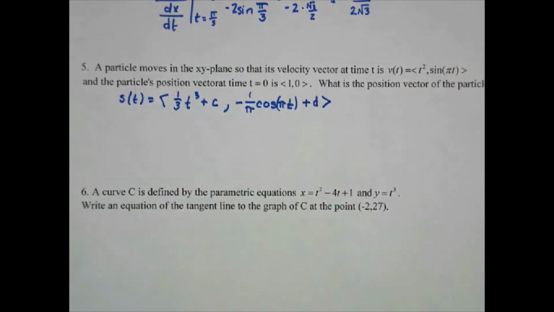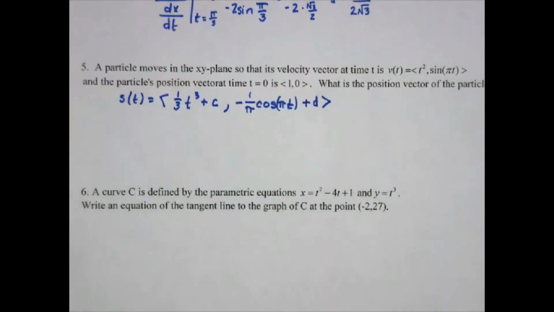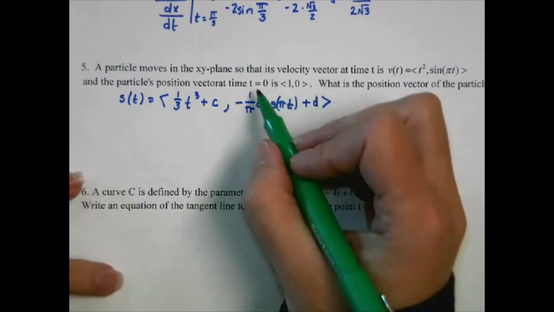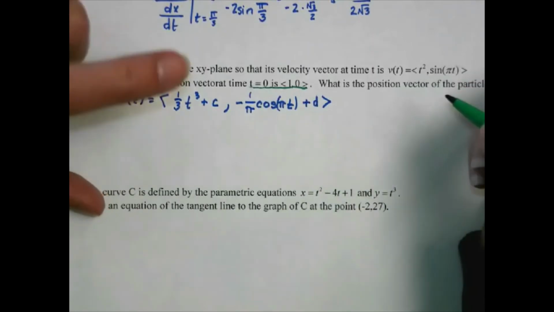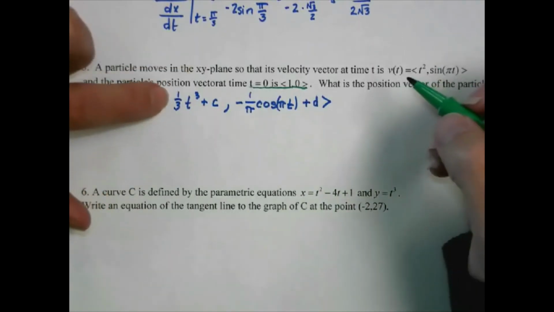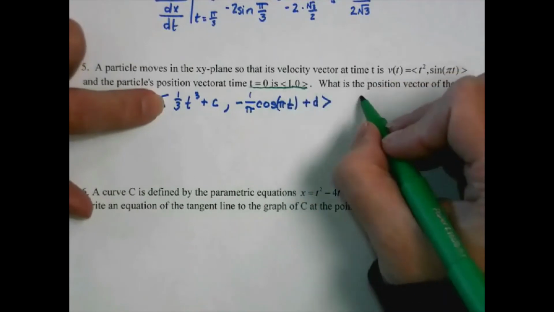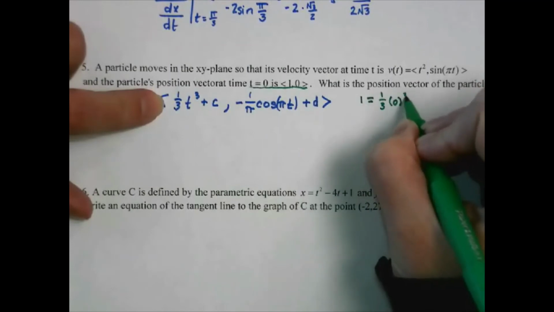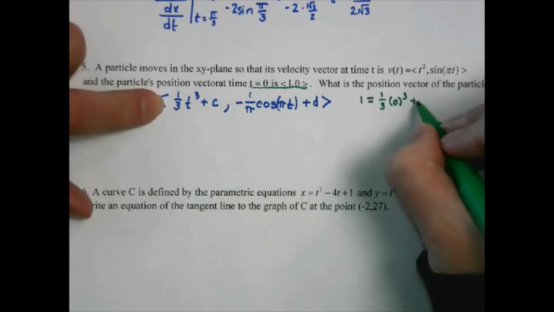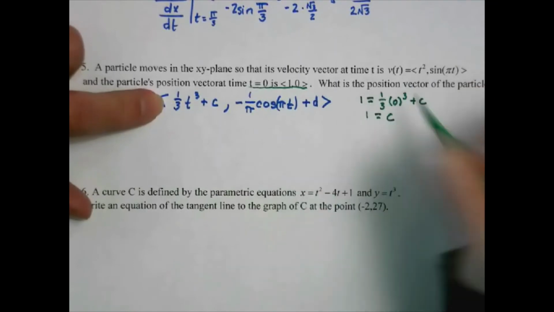Now we have to find the specific x's and y's, or the specific c's and d's. So to do that, we're going to use this information here. So I'm going to do this individually. So when t is 0, our x-coordinate is 1. So 1 is going to equal 1/3 times 0 cubed plus c, which means my c is just 1, so that goes away.